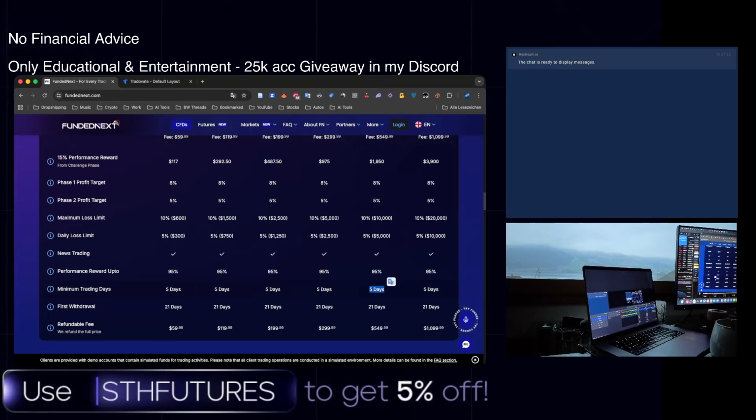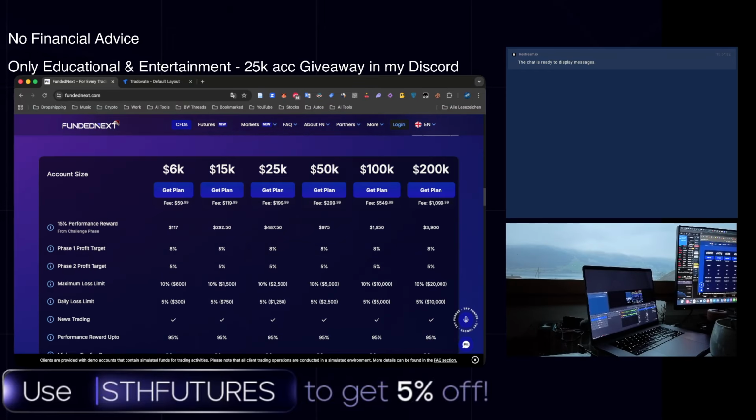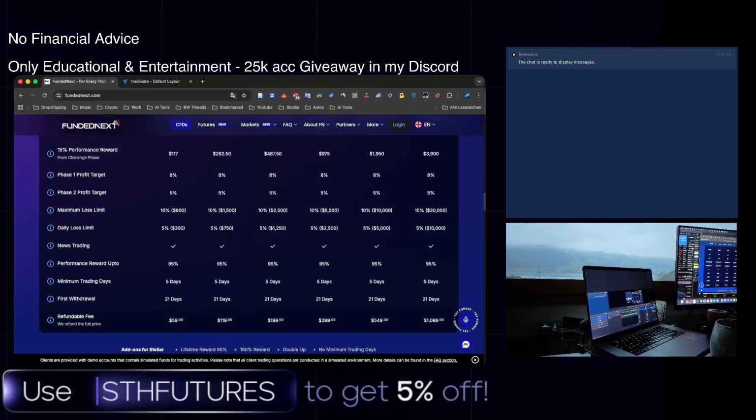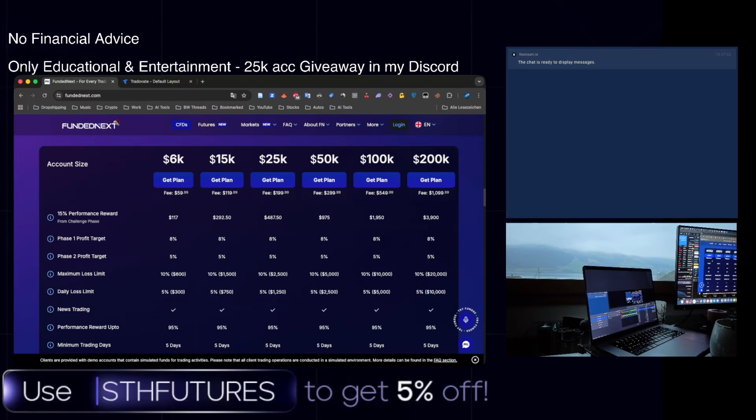They have a minimum trading days of 5 days and a first withdrawal after 21 days and a refundable fee, which is absolutely insane, guys, on the two-step accounts of the whole amount that you paid for the challenge. So if you pass the account, get to the first payout, you will get this reward, and they will refund the amount that you paid for the account.